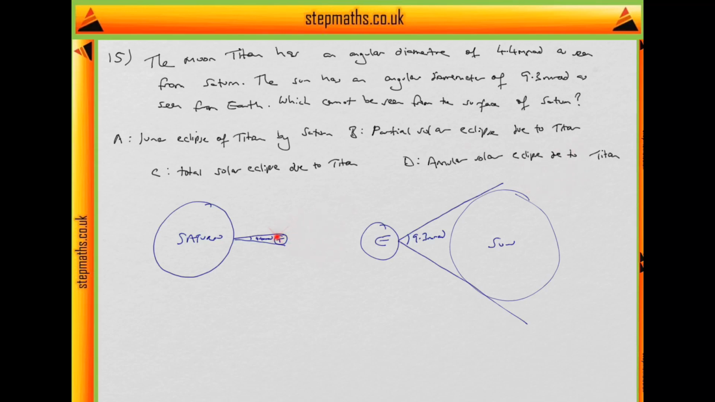And D, an annular solar eclipse due to Titan. Well, an annular solar eclipse is basically when the moon blocks out the sun and a ring of light forms around, an annulus forms around the moon. Due to the size of Titan compared to the sun, i.e. being smaller, this can happen. It's essentially the same as B. So D can happen. So that means our answer is going to be C. This is the one that can't happen.